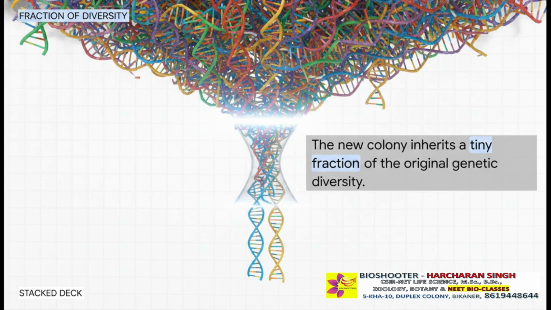And because that door is permanently shut, we see an immediate loss of variation. The new colony inherits only a tiny, extremely limited fraction of the original genetic diversity from their parent population. To put it into perspective, if the parent population had 100 different versions of a specific gene, this new founder group might only carry 2 or 3. The genetic deck of cards has literally just been stacked.